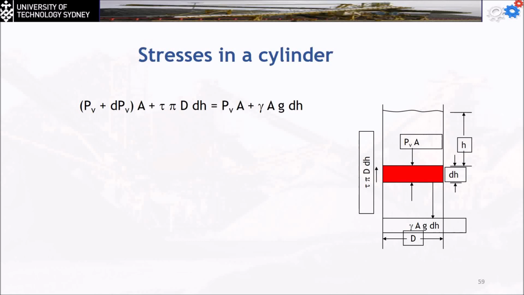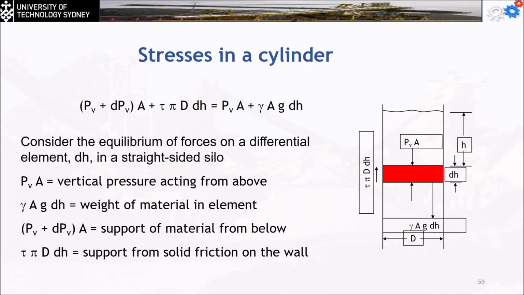Okay, so Pv multiplied by A is the vertical pressure acting from above. The pressure multiplied by the area is the force. The gamma multiplied by the area multiplied by g, which is 9.81, multiplied by delta H, the difference in the height, is going to be the weight of the material in this red element. The Pv plus delta Pv multiplied by A is the support of the material from below. The material supporting the material pushes it up. And the tau multiplied by pi multiplied by the diameter multiplied by the difference in the height of the material is going to be the support from the solid fraction on the wall.